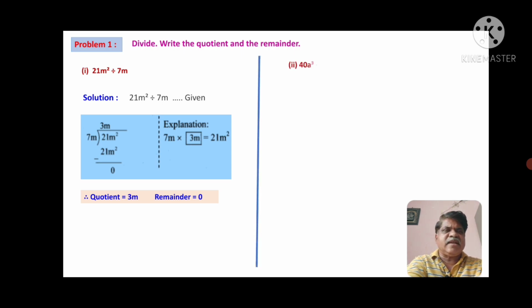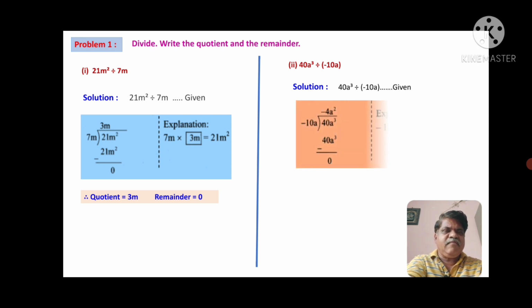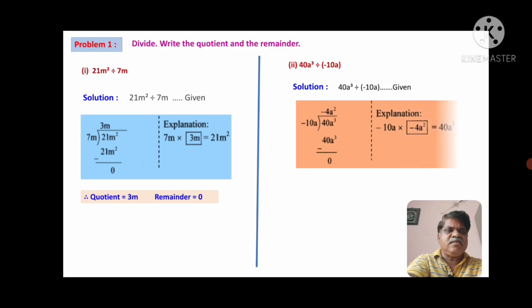Let us consider the second problem, that is 40a square divided by minus 10a. Friends, here it is given that 40a square is divided by minus 10a. So the division is carried out in this way. 40a square is the dividend, minus 10a is the divisor. In the explanation part you can see that minus 10a, the divisor, is multiplied by what quantity, so that you get 40a square? The answer is minus 4a square.